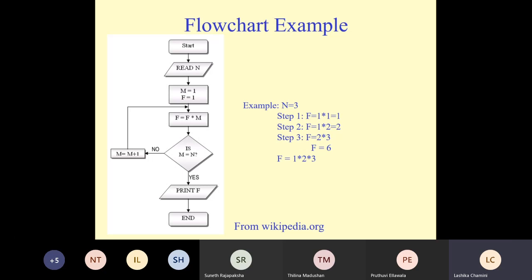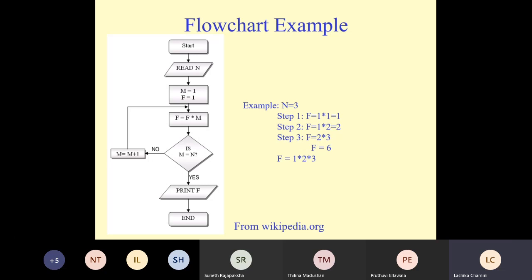So this condition does not satisfy. So we go with the no path, and here we add a value to m. And now at the end of step 1, the value of m is 2. So we have to repeat it again, and in this step 2, we are multiplying the value of f by m. Now the value of f is 1 and the value of m is 2. And after this multiplication, we have the value of f as 2.